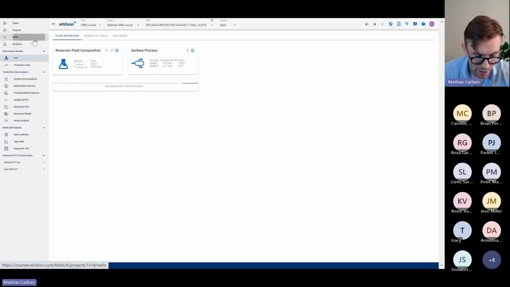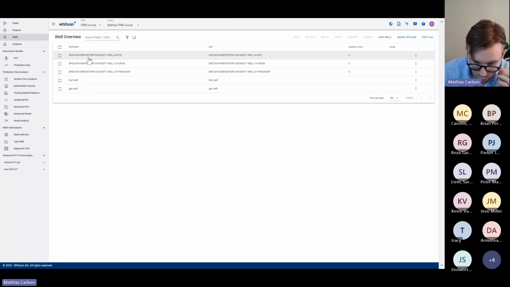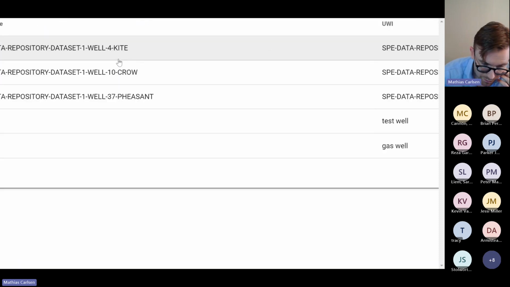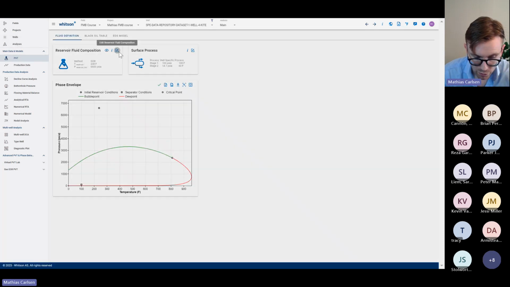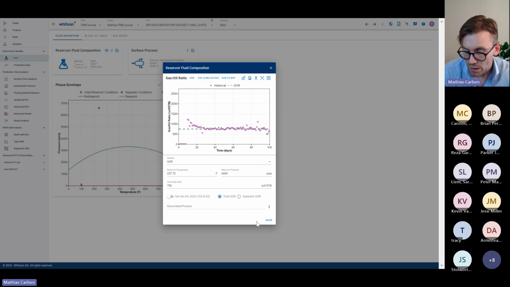Okay, so I'm going to show that again. You're going to go to the well that's labeled number 4. You're going to click it, go to PVT, and just open this fluid card here and run PVT. So that's the one input you need to be able to run this.